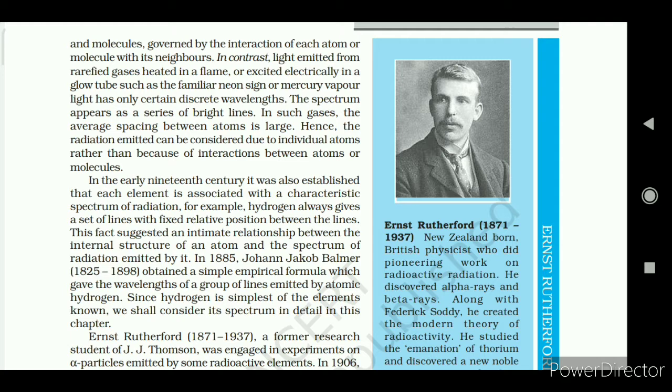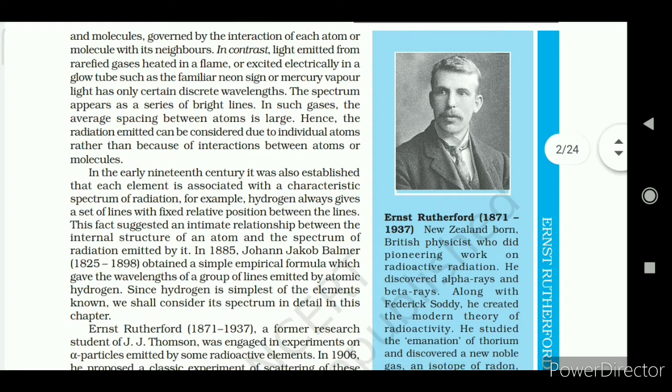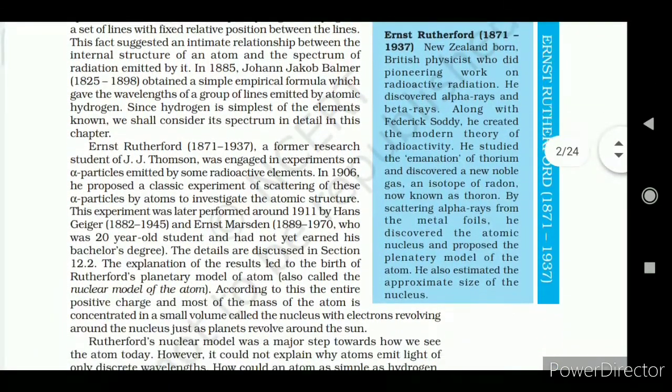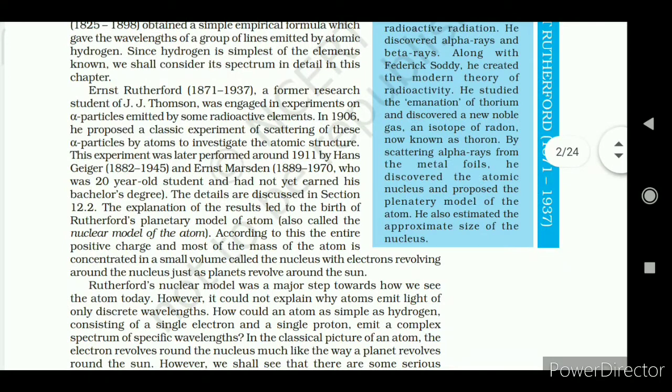Ernest Rutherford, a former research student of J.J. Thomson, was engaged in experiments on alpha particles emitted by some radioactive elements. In 1906, he proposed a classic experiment of scattering of these alpha particles by atoms to investigate the atomic structure. This was performed around 1911 by Hans Geiger and Ernest Marsden, who was a 20-year-old student and had not earned his bachelor's degree. The details are discussed in section 12.2.